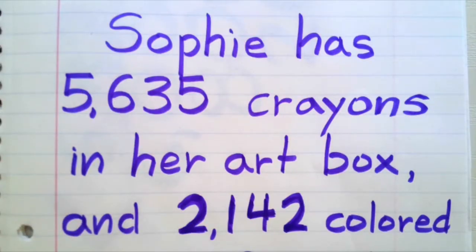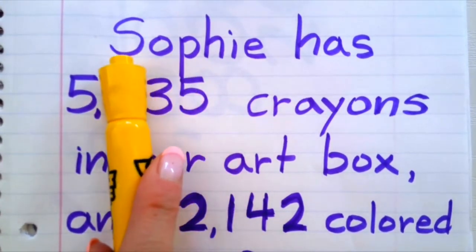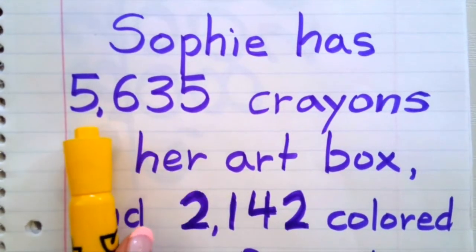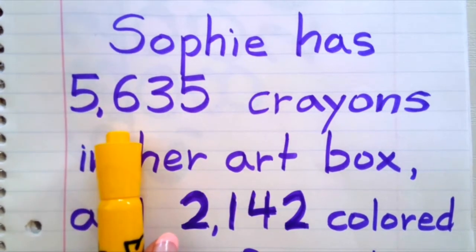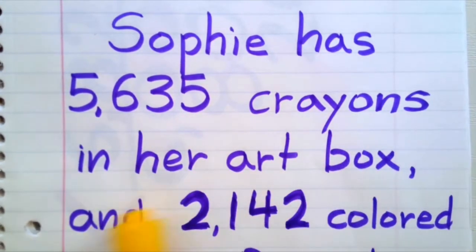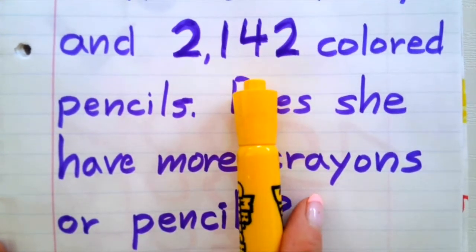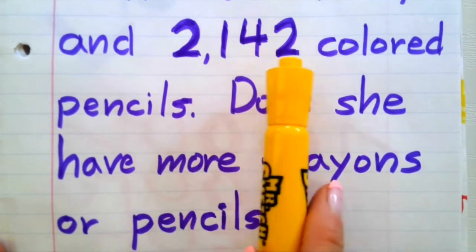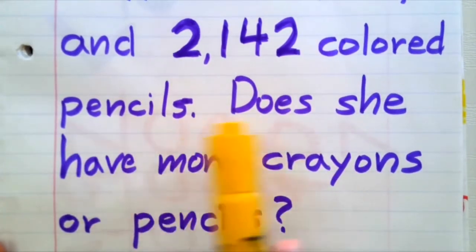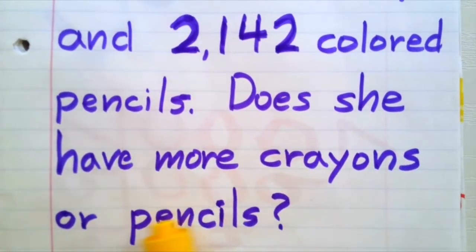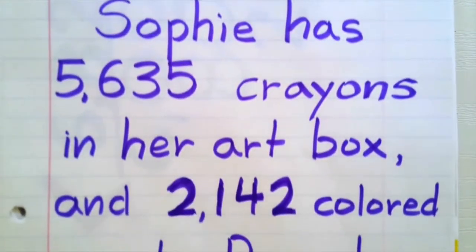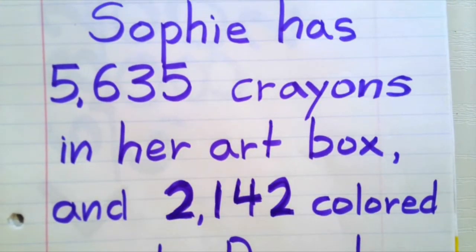Let's read this word problem. We will read this word problem 3 times. The first time we read a word problem, we try to understand what's happening in this word problem. Let's read it together. Ready? Begin. Sophie has, how do we say this number? 5,635 crayons in her art box. And, how do we say this one? 2,142 colored pencils. Does she have more crayons or pencils? What is happening in this word problem? What is Sophie up to?